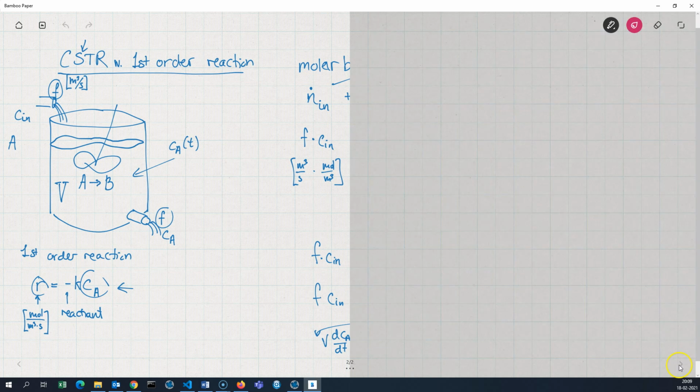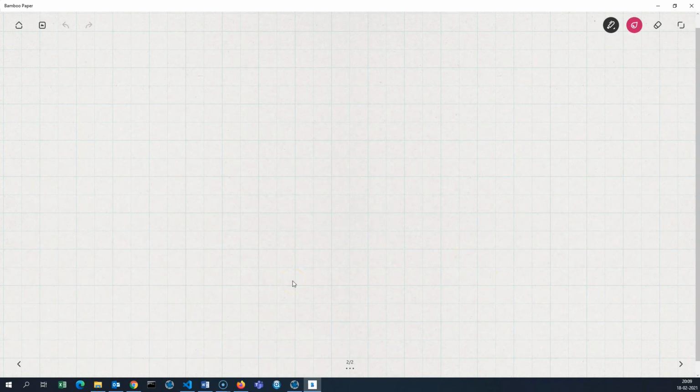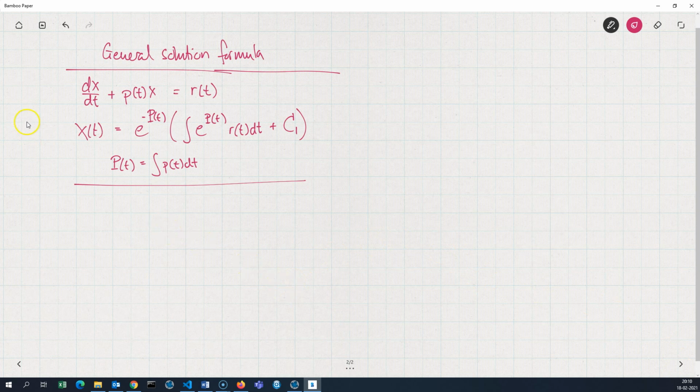So let's just remind ourselves what that solution formula looks like. So this is what it says. It tells us if we have a differential equation which looks like this, and that's indeed what we have: a first order derivative and then the function times some expression here and another expression on the right hand side. Well, in that case, the solution will be this. It involves the exponential of capital P of t, and the capital P of t is the integral of P of t, that is this function here.